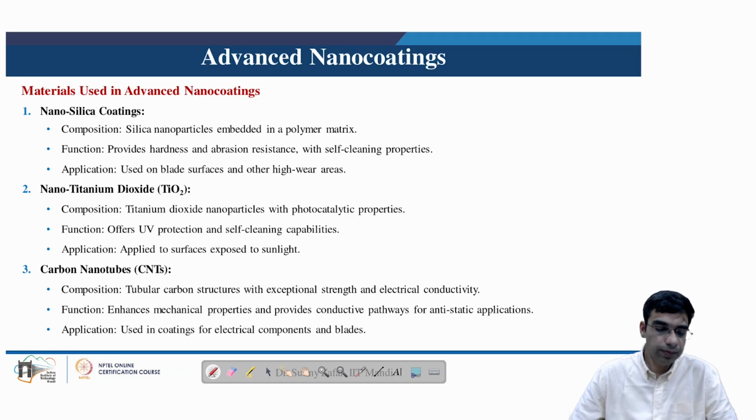The carbon nanotube coating basically consists of tubular carbon structures with exceptional strength and electrical conductivity. These materials not only enhance the mechanical properties but also provide conductive pathways for anti-static applications, which may be needed because of lightning strikes. So such coatings are applied on all the electrical components of the wind turbine as well as the blades of the wind turbine, which are most prone to lightning strikes in bad weather.